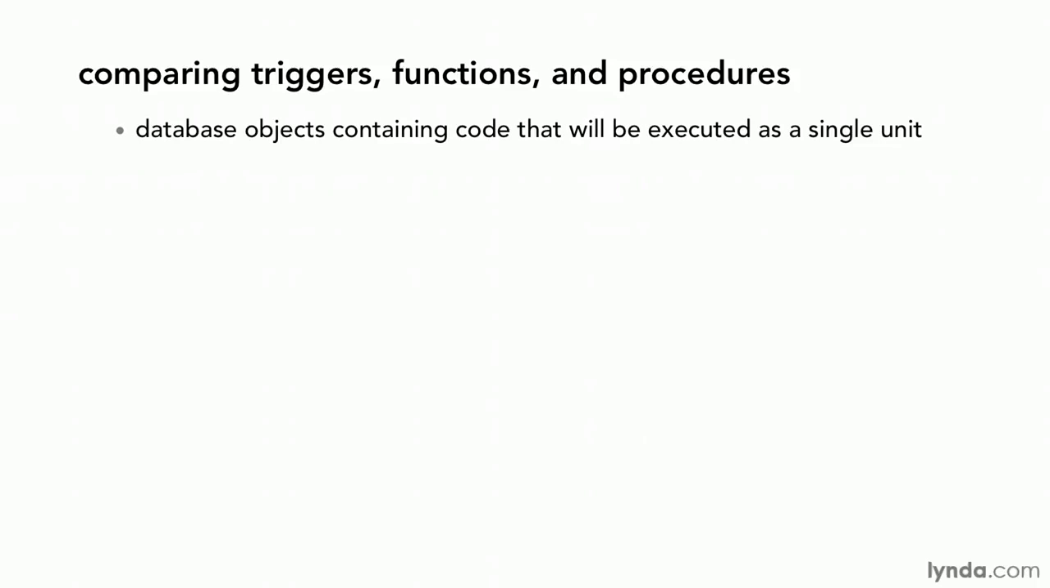Before we get into creating triggers, functions, and stored procedures, let's talk about the similarities and differences. First, the similarities. All of these are database objects containing code that will be executed as a single unit. These things are similar to what other development platforms might call a method, a subroutine, or a module. Some other platforms also use the term procedure and function, similar to the way SQL Server uses those words.